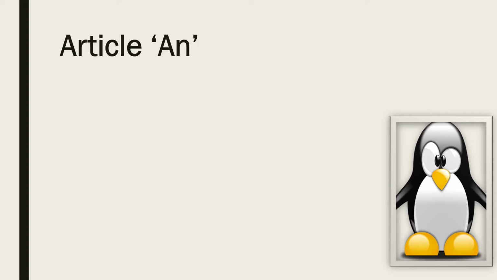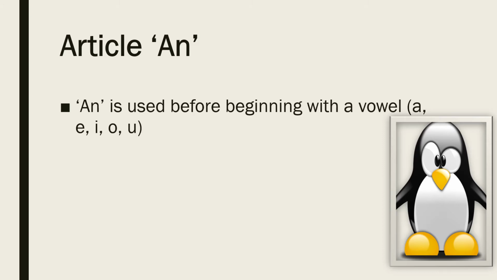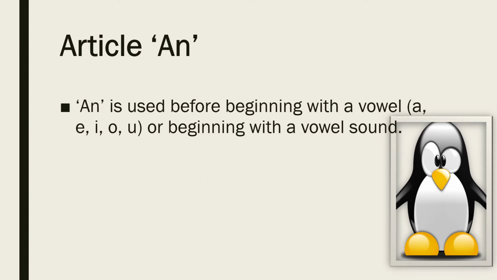Now comes the article an. An is used before a word beginning with a vowel or a vowel sound. So we will have to remember this thing that whenever we are using an, if the spelling starts with A, E, I, O, U or with the sound of A, E, I, O, U, then we will use an. We should not concentrate on the spelling but on the pronunciation of the first sound of the word, and then accordingly we will use a or an. Now let us see some examples.